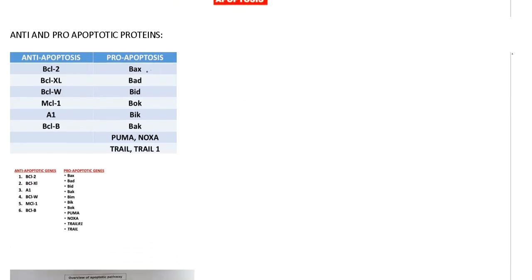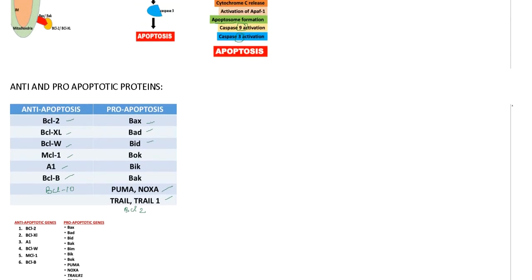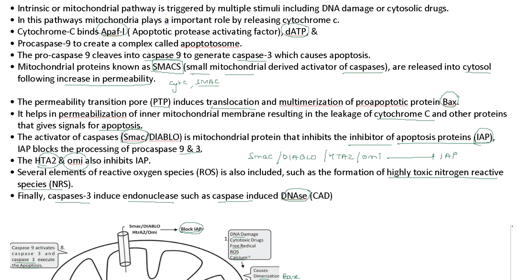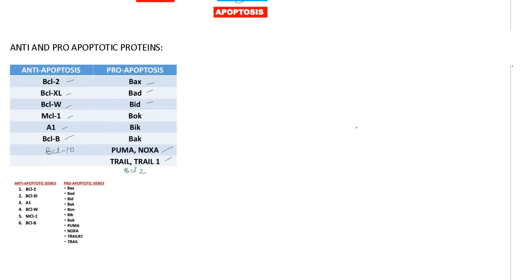So pro-apoptotic proteins are Bax, BAD, BID, etc., Puma, Noxa. Anti-apoptotic ones are BCL2, BCL-XL, MCL1, A1, BCL-B. Did I tell that right? Let me check. BCL2 is anti-apoptotic. BCL10 is pro-apoptotic and BCL2 is anti-apoptotic.